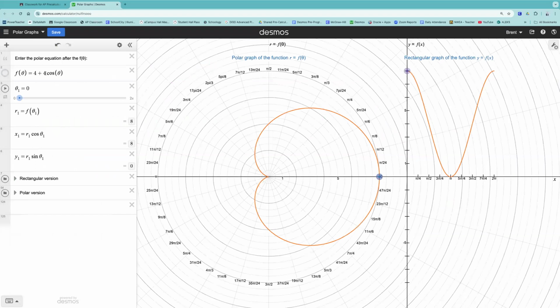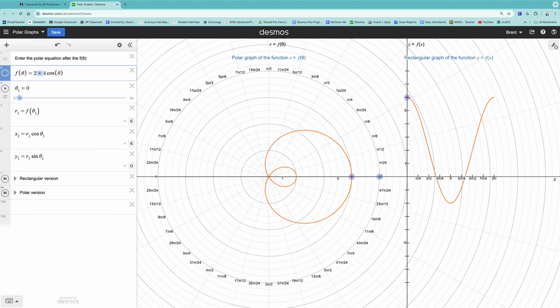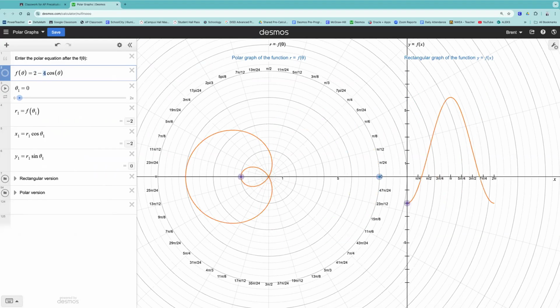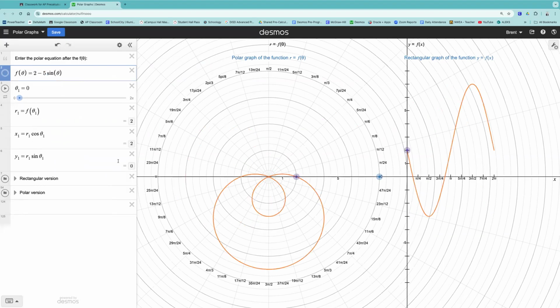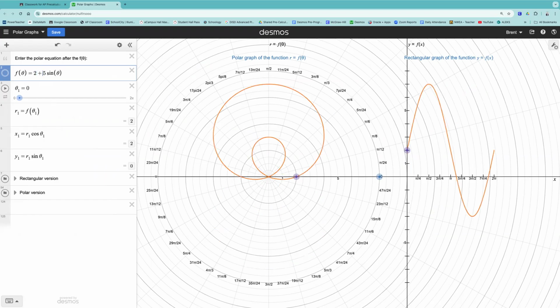What was our equation again? 2 minus 5 sine x. There it is. That's what the graph looks like. I told you it's called a snail. If I flip it around the other way by making it a +5, you see how it kind of looks like a snail shell?